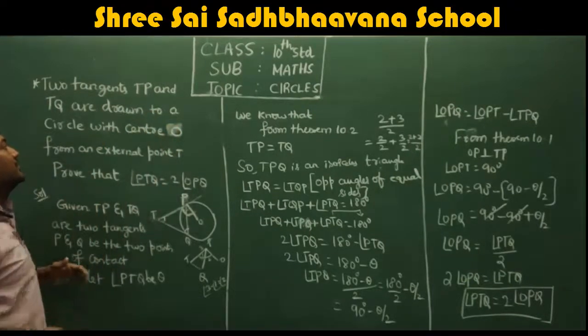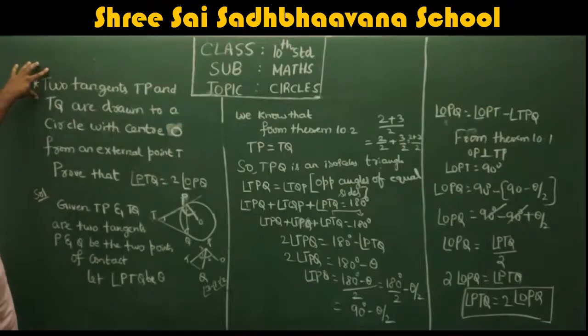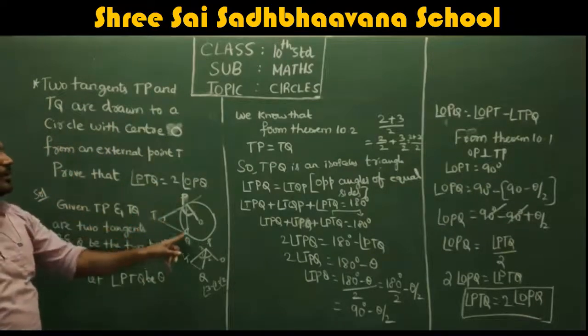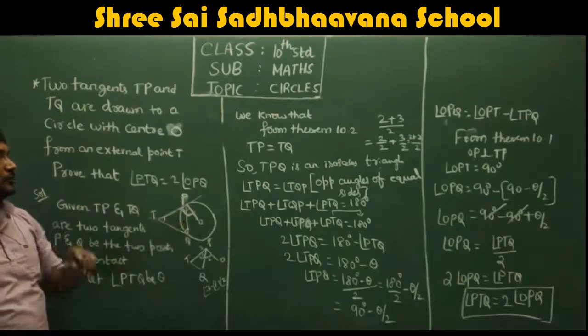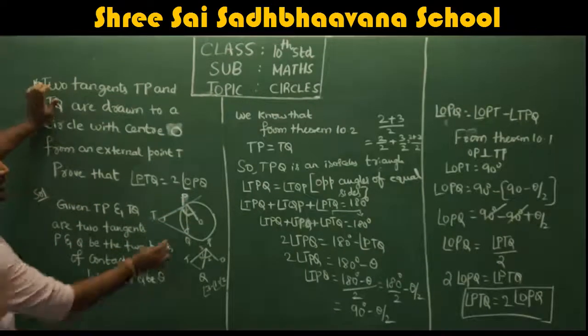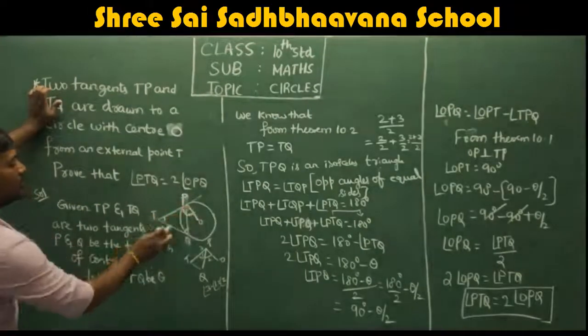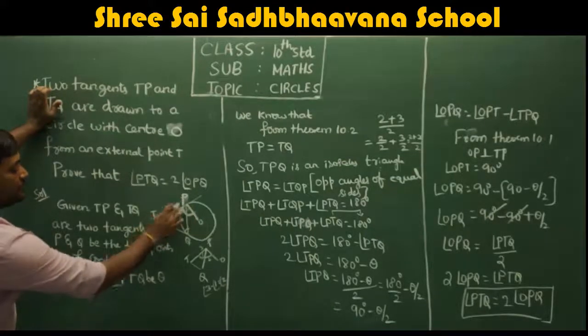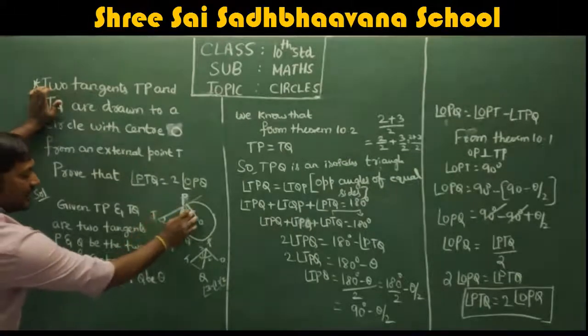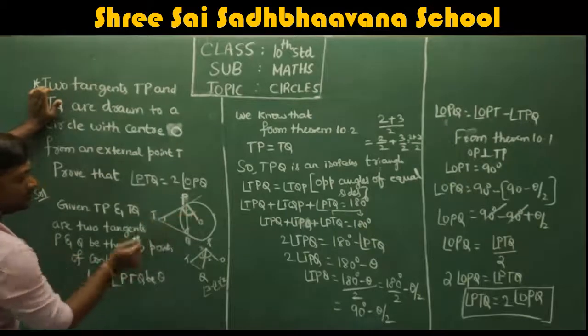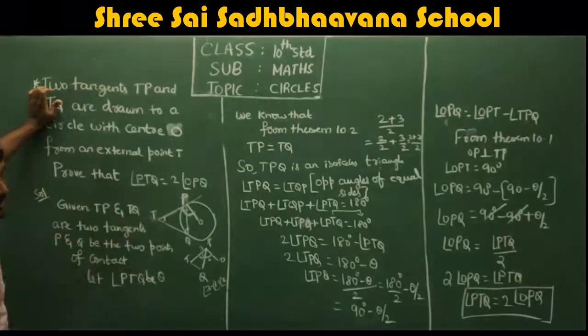The question is: two tangents TP and TQ are drawn to a circle with center O from an external point T. Prove that angle PTQ is 2 times angle OPQ. OPQ is this angle, not this angle. This angle is OPT. Remember, OPT is this angle, OPQ is this angle, and PTQ is this angle.